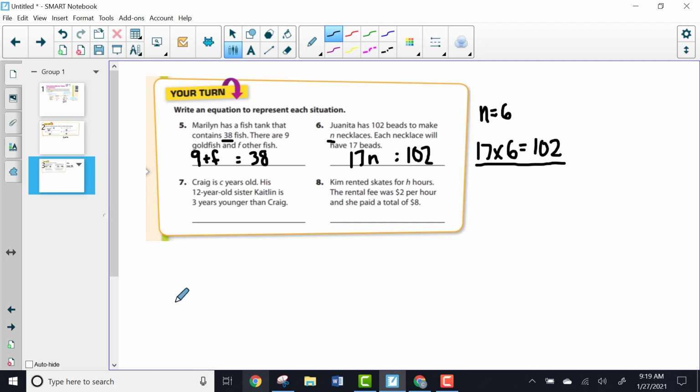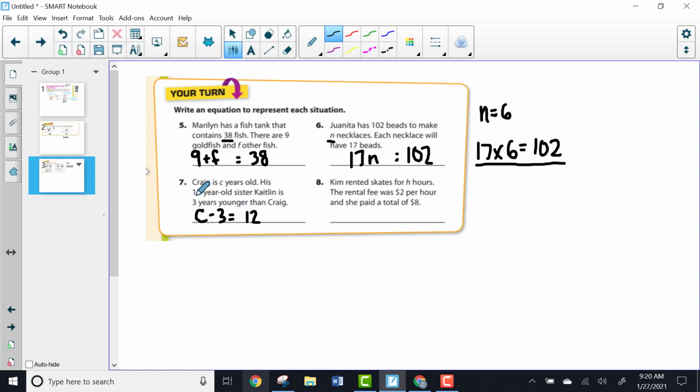Number 7, it says Craig is C years old. His 12-year-old sister Caitlin is 3 years younger than Craig. So basically we're trying to figure out how old Craig actually is. Okay, so we know his sister is 12 years old, and we know that Caitlin is 3 years younger than Craig. So whenever we're trying to figure out how old somebody is and somebody else is 3 years younger, what we do is we take the age of Craig, for example, subtract 3, and that would give you 12 there. So C minus 3 equals 12.